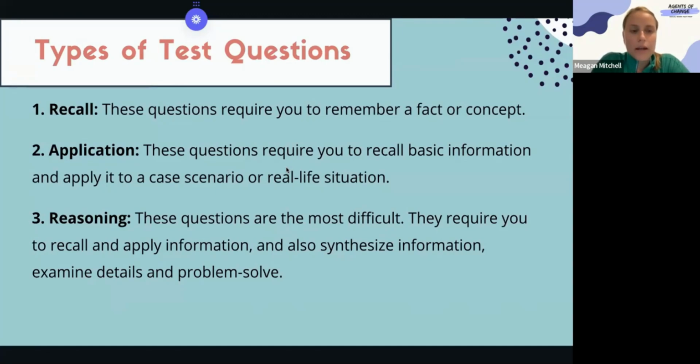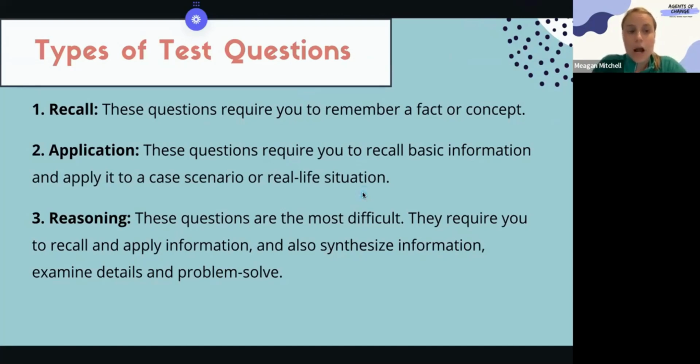So then we have application questions. And what are application questions? These are going to take that recall knowledge to the next level. Not only do you have to recall information, but you have to be able to apply it in a case scenario. It might give you a little vignette or talk about a client that you might have. You need to know more than just a definition. You're starting to use some of those higher level thinking skills.